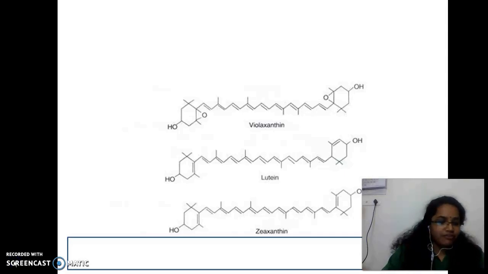So, apart from their role in absorption of light and transferring it to chlorophyll A, these carotenoids also play a very important role in preventing photodynamic damage within the photosynthetic apparatus.